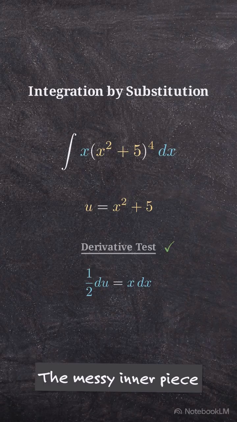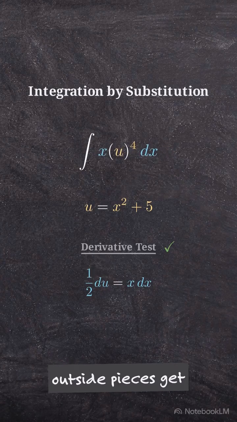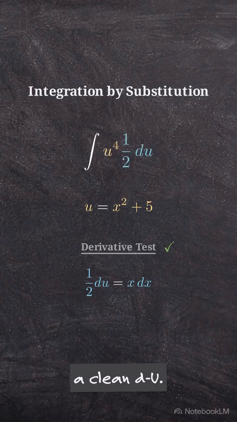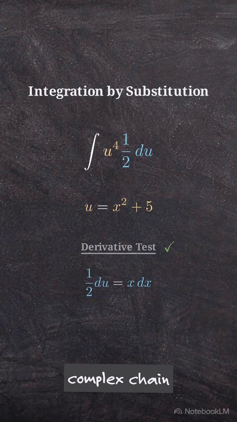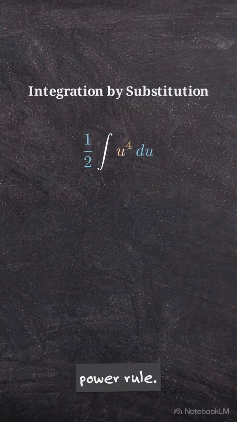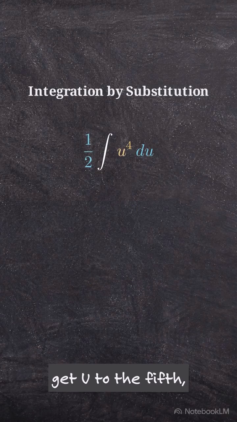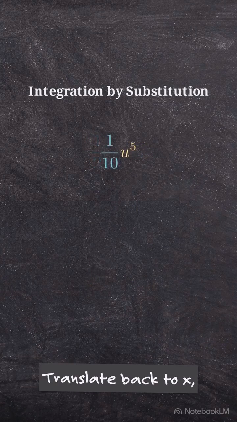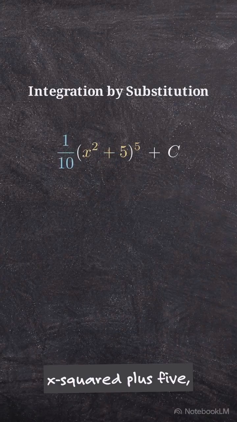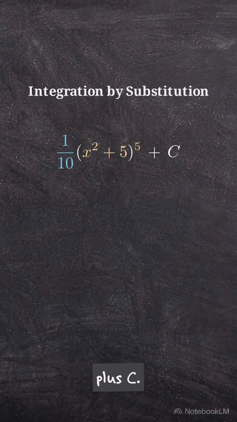The messy inner piece collapses into u, and those matching outside pieces get absorbed to form a clean du, transforming a complex chain into a simple, easily solvable power rule. So we integrate to get u to the fifth over 10. Translate back to x, and we arrive at the final answer, (x squared plus 5) to the fifth over 10 plus c.